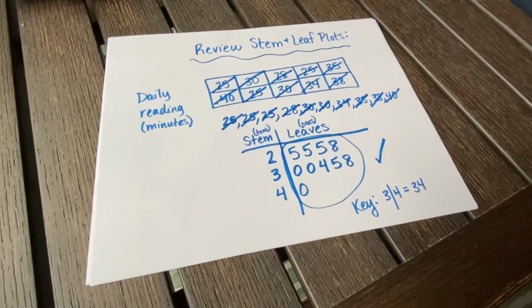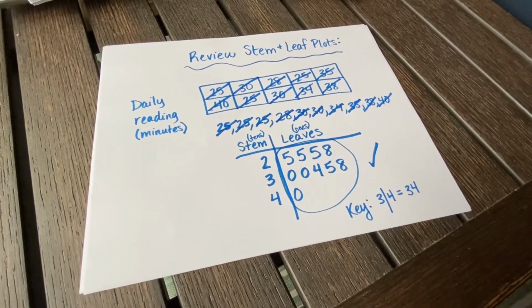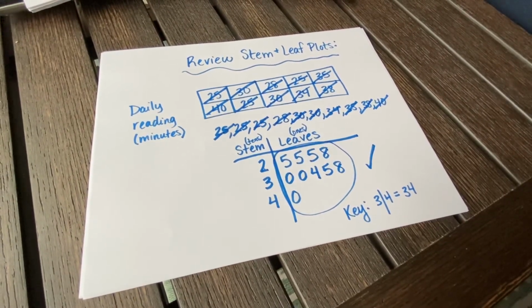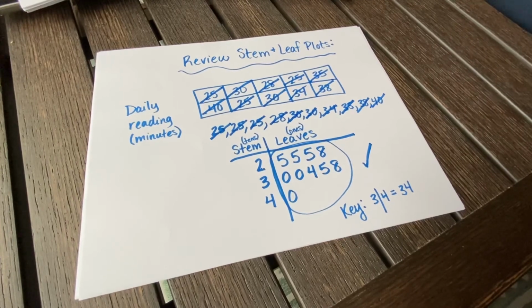Hope that helps as a quick review. And again, we can still find, with all of this data, other than just making the plots and graphs, now you know how to find mean, median, mode, and range, all right?